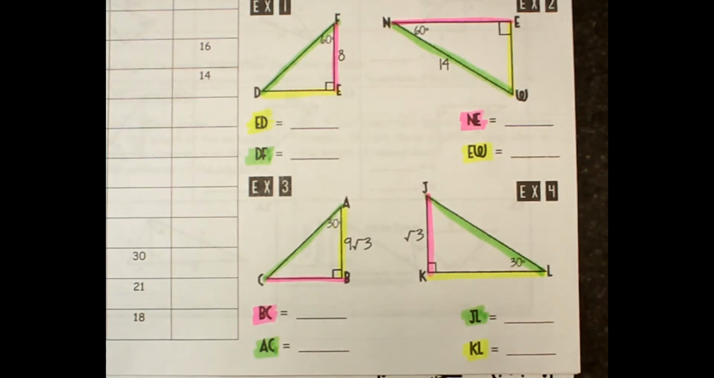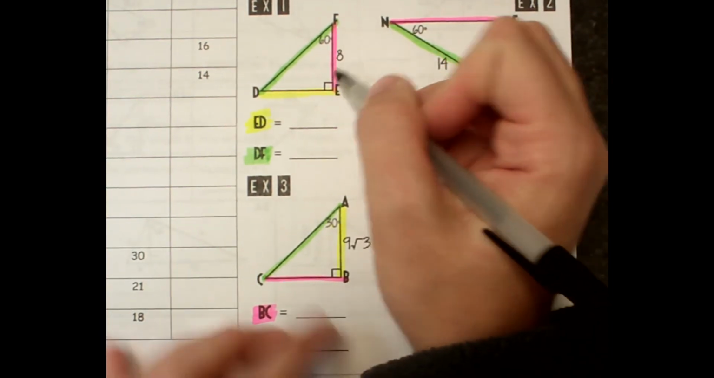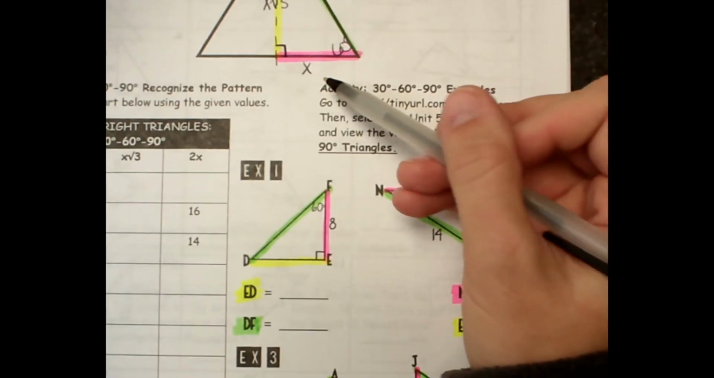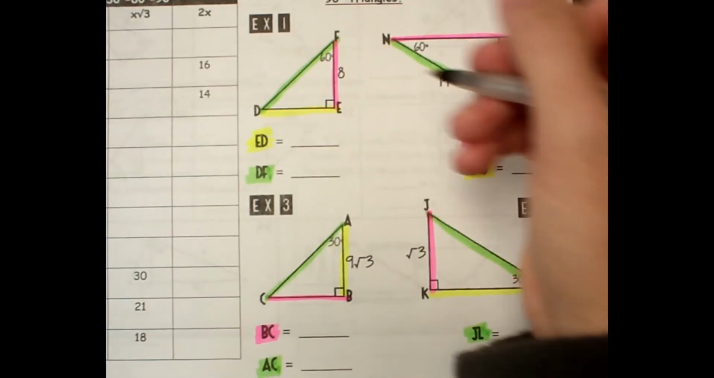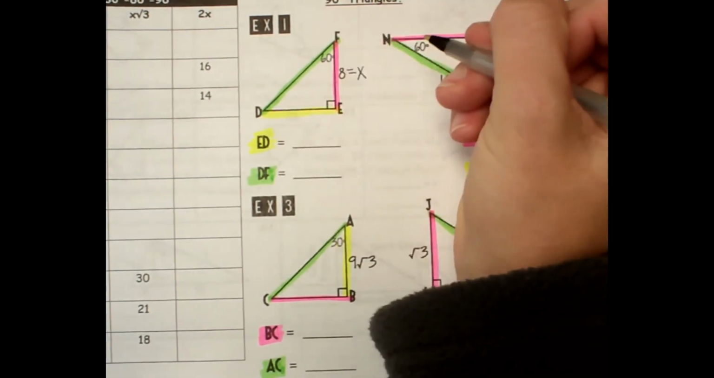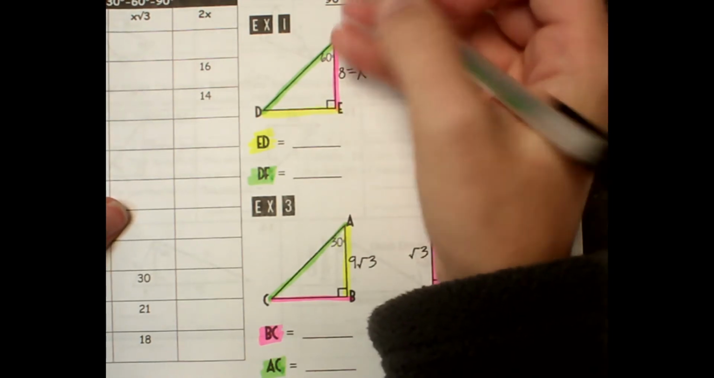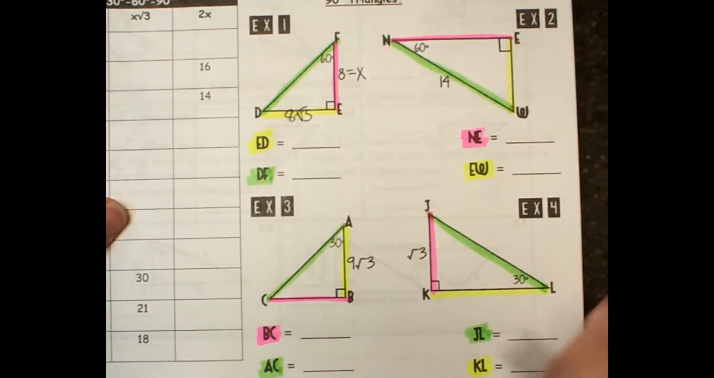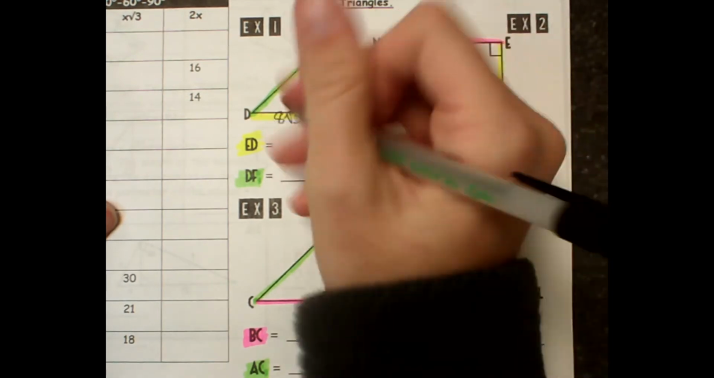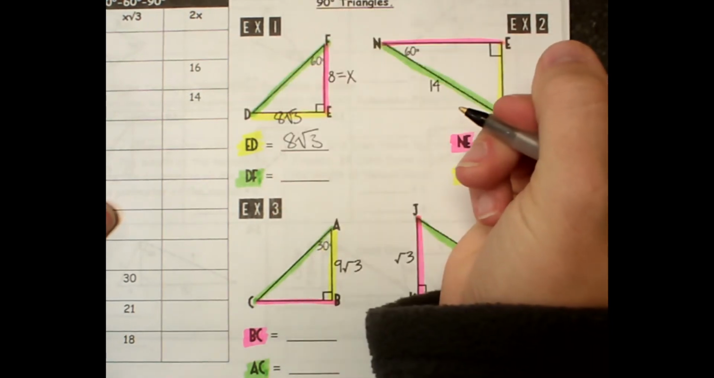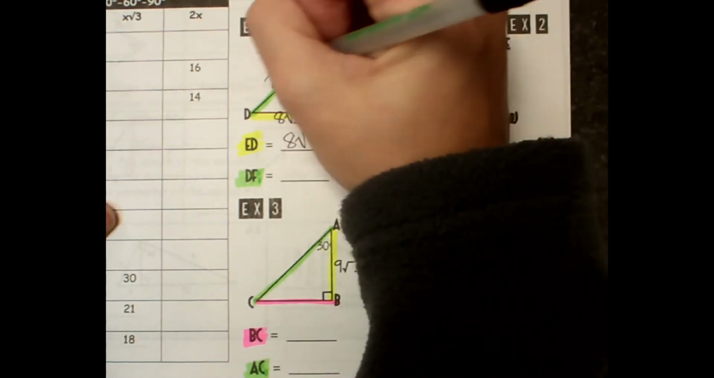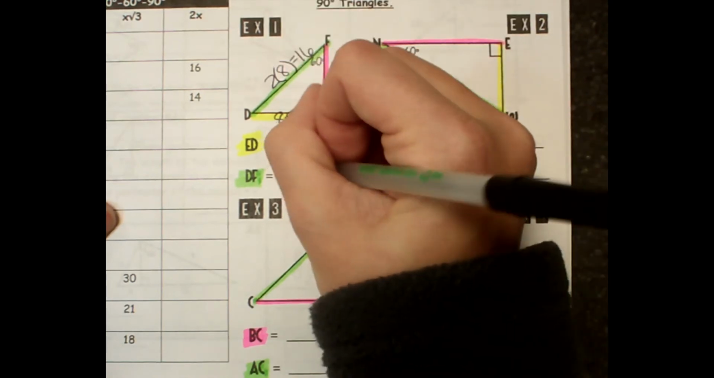So looking at my first one, we start easy, right? Easy to hard. So they gave me FE, that's the side that touches the 60. We labeled it pink, so in this case, if we reference back, the pink one is equal to x. So that means in this case that my x equals 8. So remember, the yellow, the DE, is equal to x square root of 3, so it's going to be 8 square roots of 3. So that means that ED is 8 square root of 3. The hypotenuse is going to be 2 times your x. Your x in this case is 8, so that means that my hypotenuse is 16.